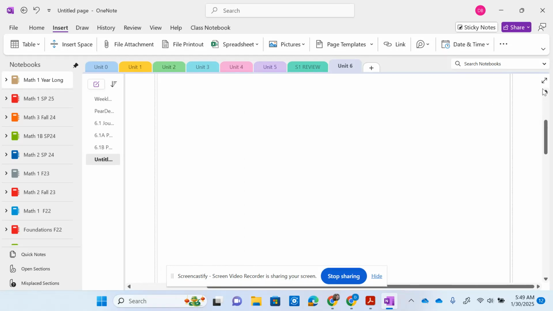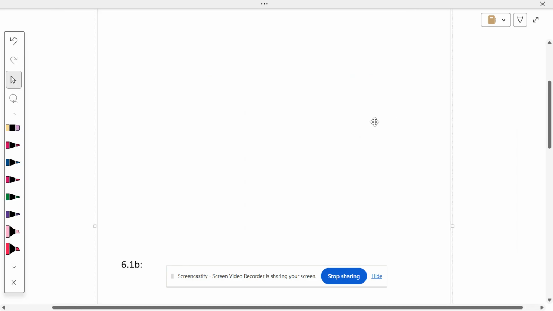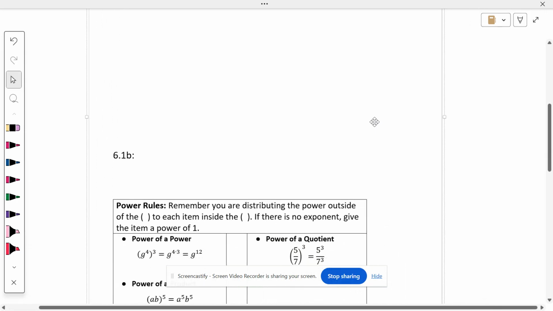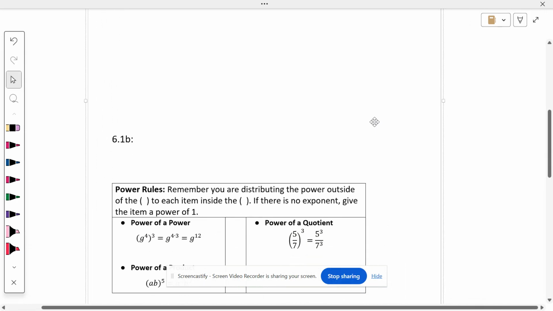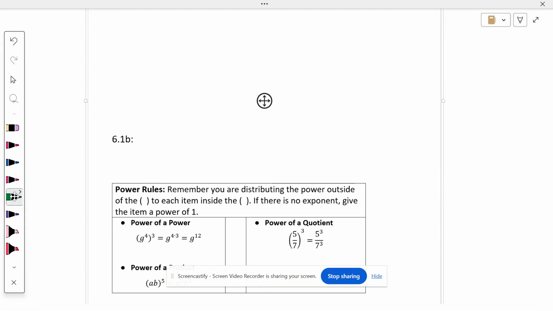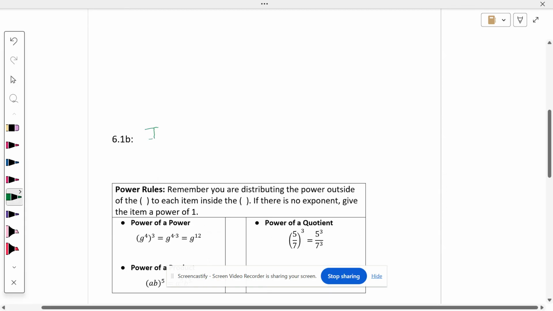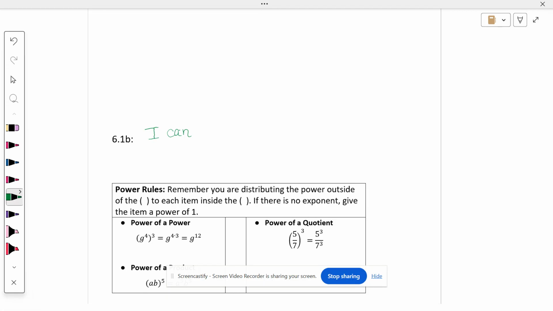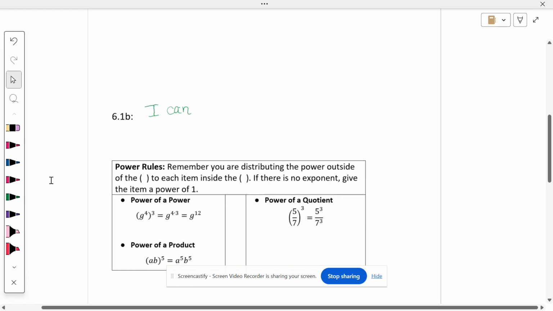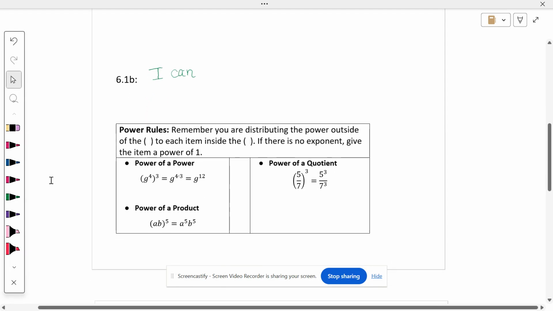So today's lesson is lesson 6.1b. So the first thing I want you to do is write down your I can statement. You're going to write down your I can statement. So using that green colored sheet for your unit 6, put down your I can statement, but I'm going to jump right into our notes.